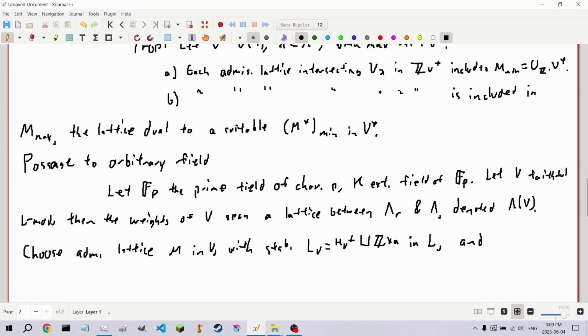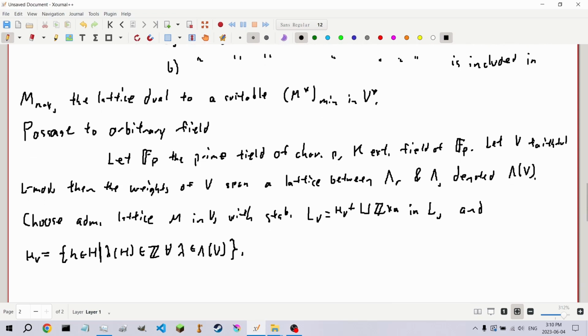And we're going to let HV be the collection of elements H in H with lambda H being an integer for all lambda in lambda V. So we're going to let V of k be the integer tensor of M with k. So just change the basis of M from the integers to k. And likewise LV of k be extending our LV through that integer tensor to k.